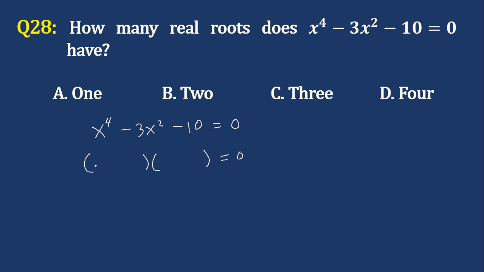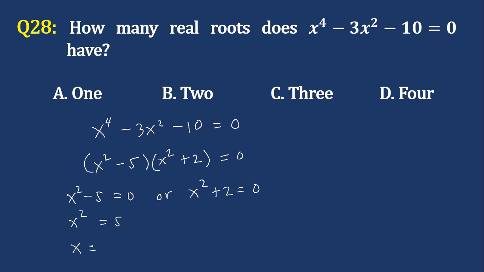This is going to be x squared minus 5 times x squared plus 2. So this means that either x squared minus 5 equals 0 or x squared plus 2 equals 0. Let's solve the first equation. So x squared equals 5. If we extract the square root of both sides, we get x equals plus minus square root of 5.